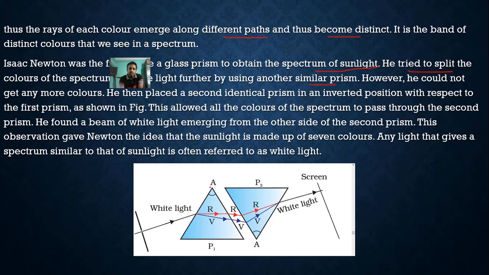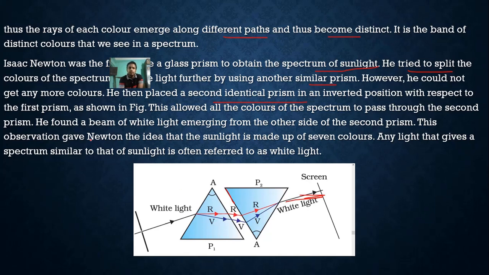Then he performed another experiment. He then placed a second identical prism in an inverted position. As you can see here also, the points A are put in an inverted way. When white light passed through the first prism, the 7 colors were split, and when the 7 colors were put through the other prism placed in an inverted position, you get the white light again. So he performed this experiment.